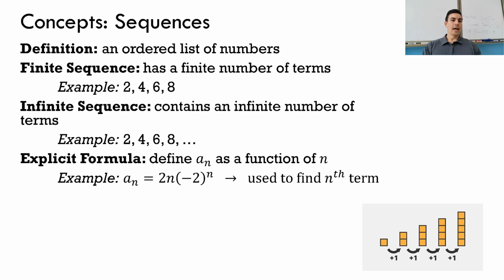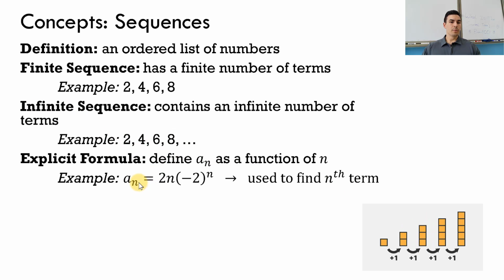We have explicit formulas that we can use to define certain terms within our sequence. So we are going to be defining a sub n as a function of n, where n is just the numbered term that we have. So here, look at this one that has 3 blocks in it. This is going to be our third term. So this we would say is a sub 3, because this is the first term, 1, 2, and 3. So this is our third term here.